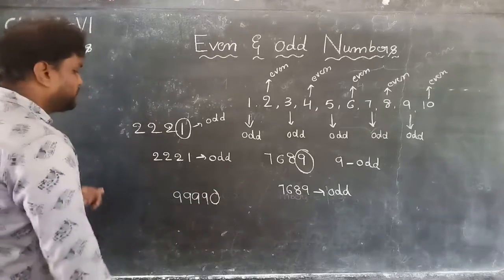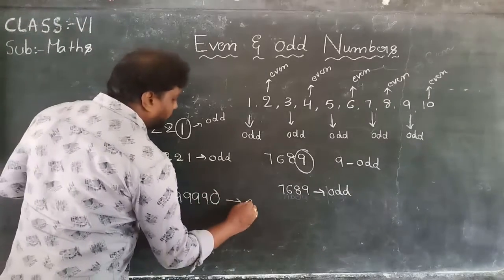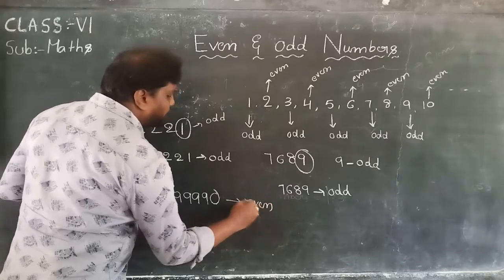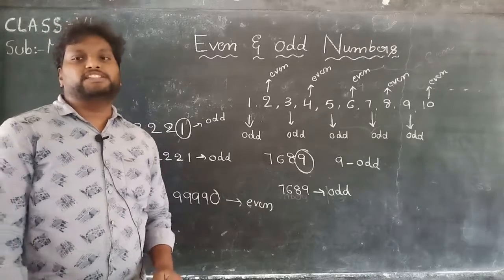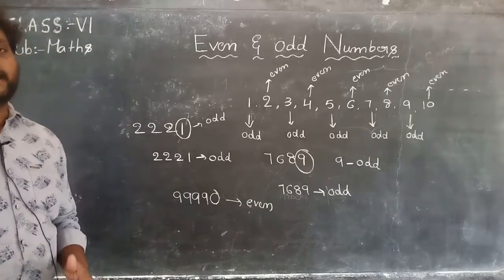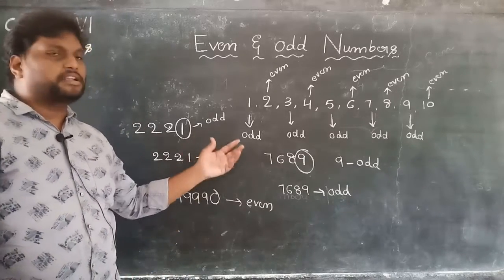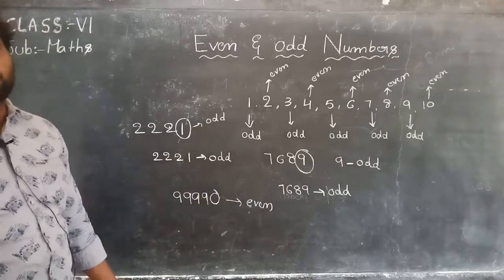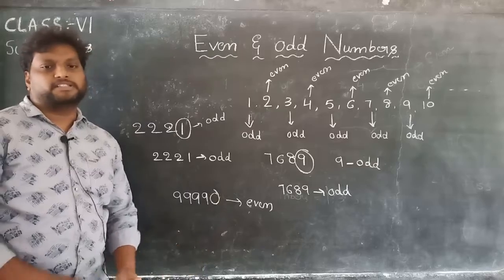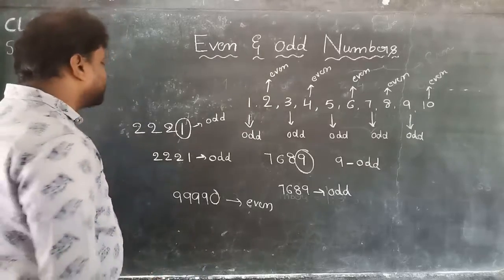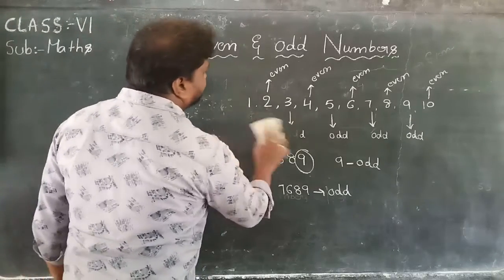Is 99,990 even or odd? It is undoubtedly even. Why? Because in the ones place we have 0. As we already said, if the ones place has 0, 2, 4, 6, or 8, those numbers are called even numbers. The remaining numbers are called odd numbers. These are even numbers and odd numbers.